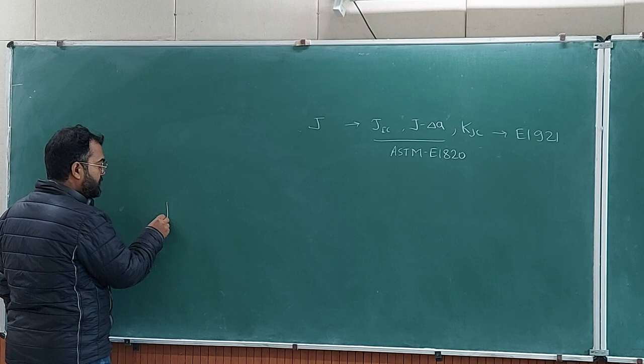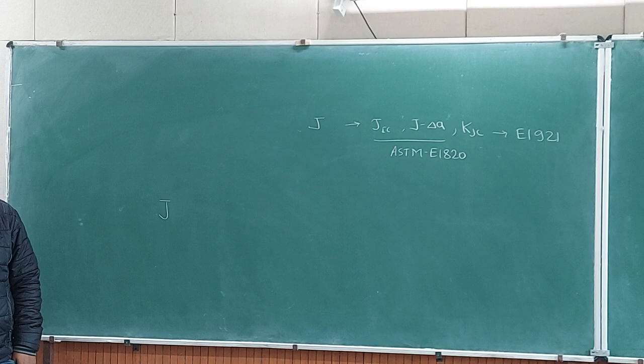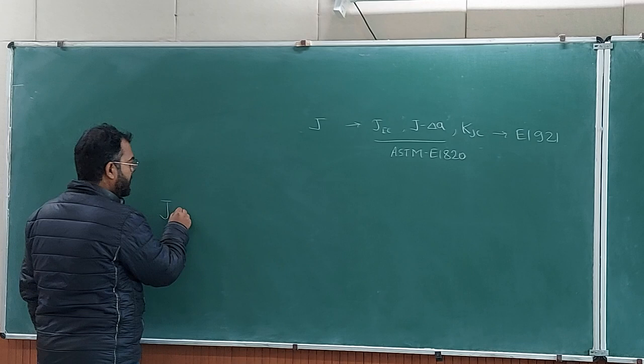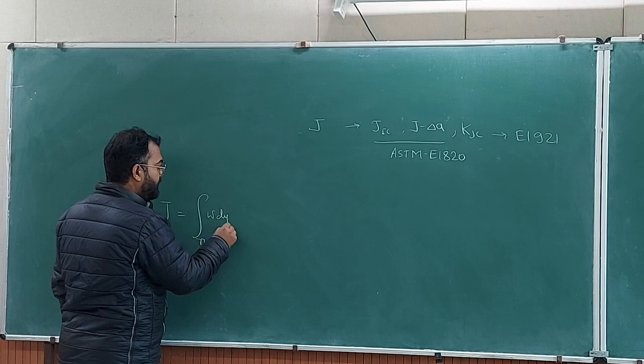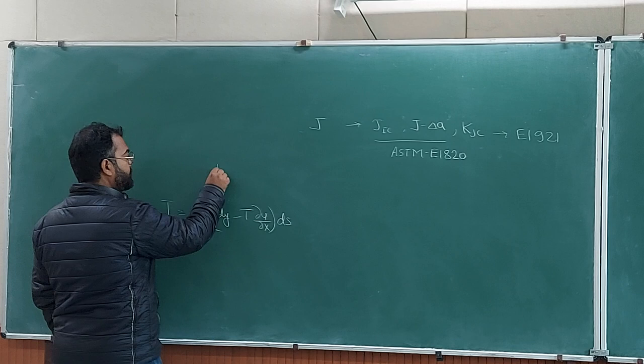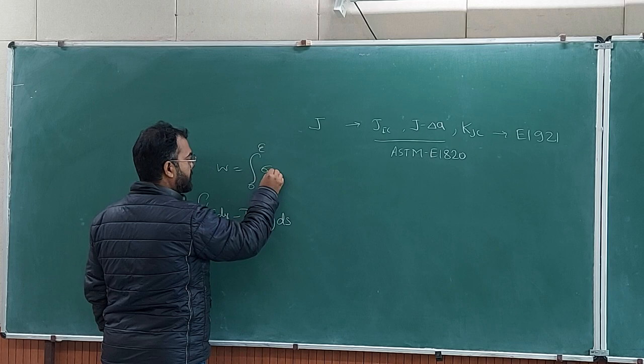But basically, how do you find out, how can you calculate or measure the J integral experimentally? J is a line integral, that is W dy minus T del u by del x ds. This is the J integral, and W is whatever is the value of sigma d epsilon. So that is your strain energy density.